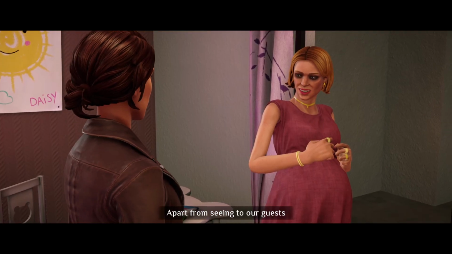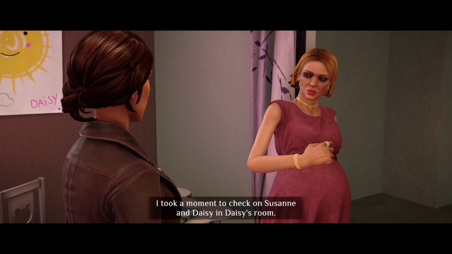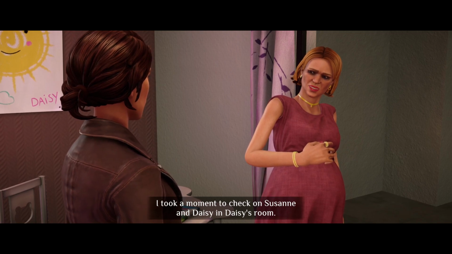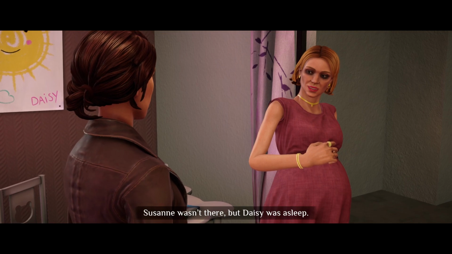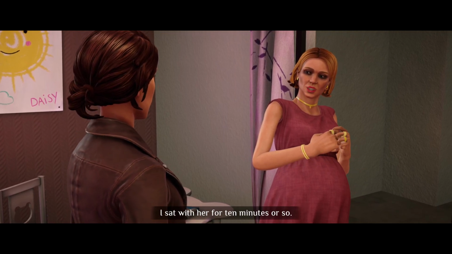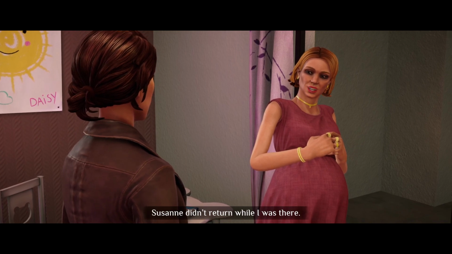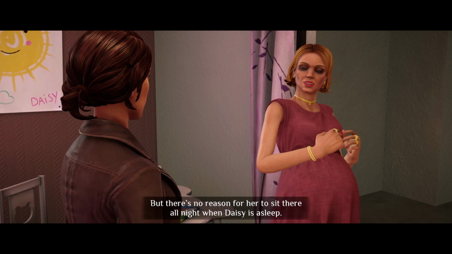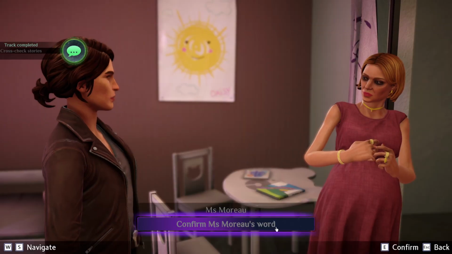Apart from seeing to our guests, I took a moment to check on Suzanne and Daisy in Daisy's room. Suzanne wasn't there, but Daisy was asleep. I sat with her for 10 minutes or so. Suzanne didn't return while I was there, but there's no reason for her to sit there all night when Daisy is asleep. I went back downstairs.